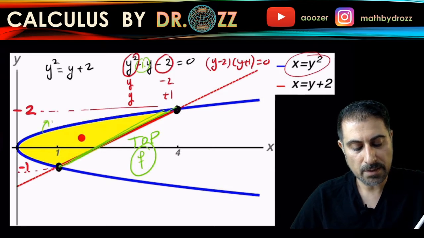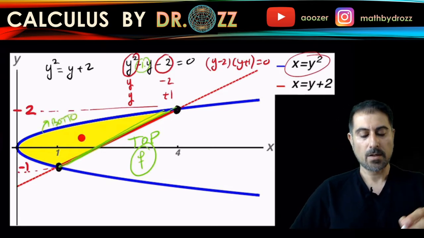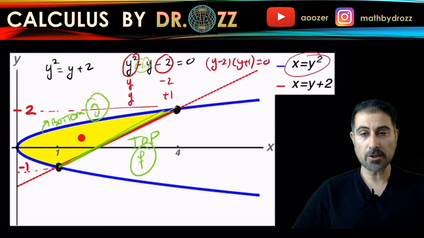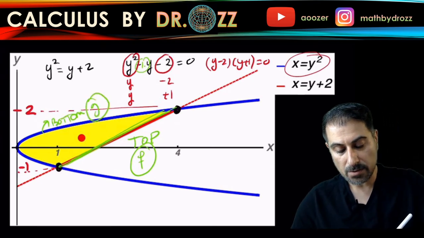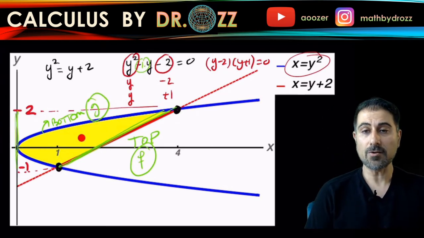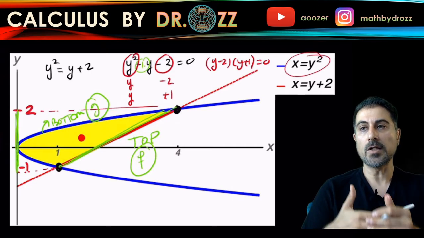And I'm going to represent that by g. Okay, f and g, top and the bottom, and then the y limits for the integration would be in between, as you see, -1 and 2. So the y values in this region, in the yellow region, are changing from -1 to 2.